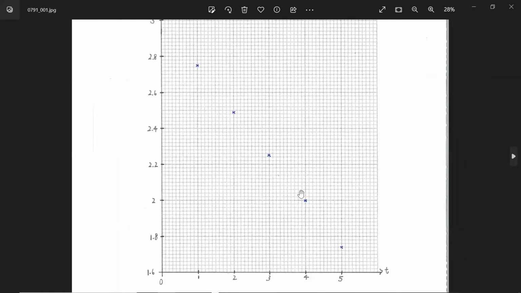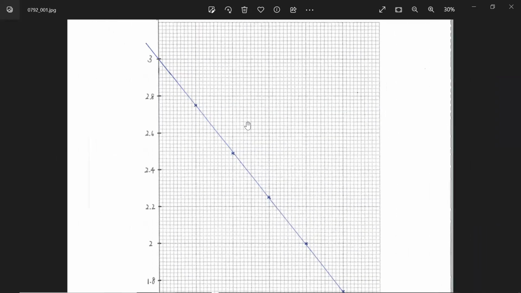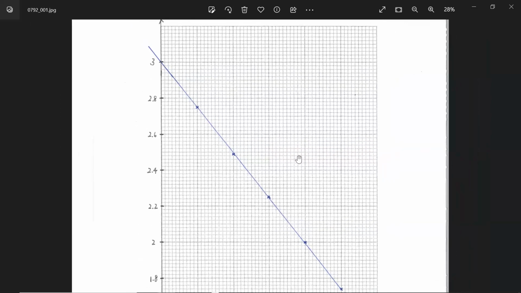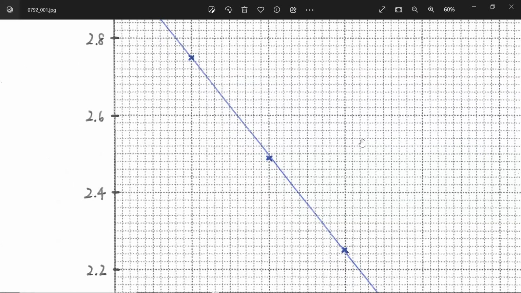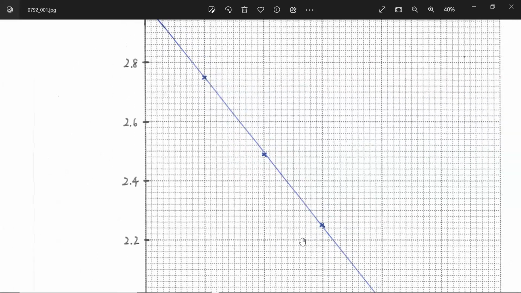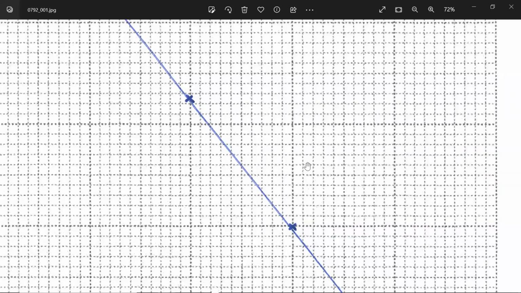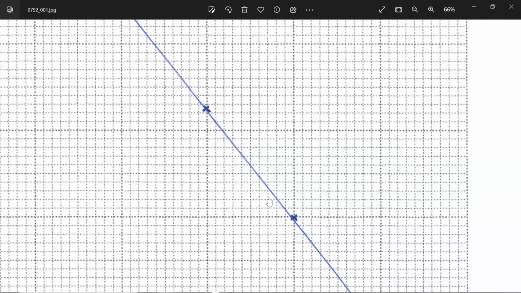Once you have done that, you will draw the best fit line. The best fit line doesn't have to pass through all the points directly. You can see that for the second point from the left, my line is slightly above the cross. Then for the second last point, from the right, slightly below. So it's a good balance: three points on the line, one slightly below, one slightly above.